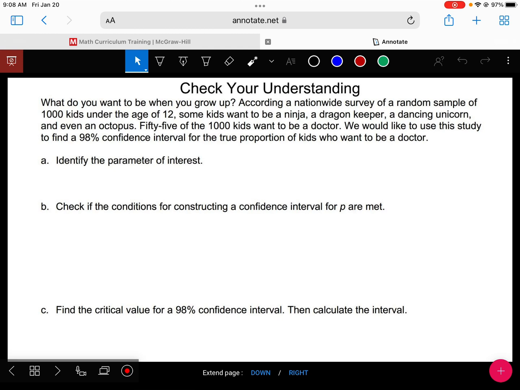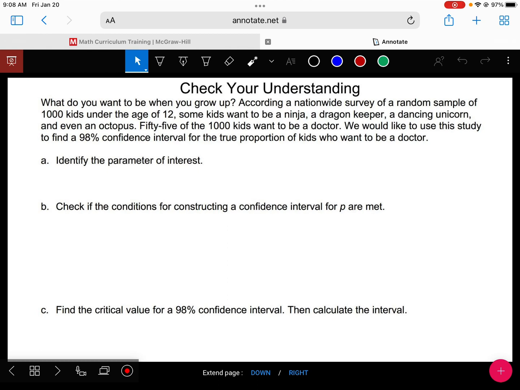What is it that we are interested in here? The true proportion of kids that want to be a doctor, yes. Check if the conditions for constructing a confidence interval for p are met. How many conditions are there? 3 conditions. What are those 3 conditions?